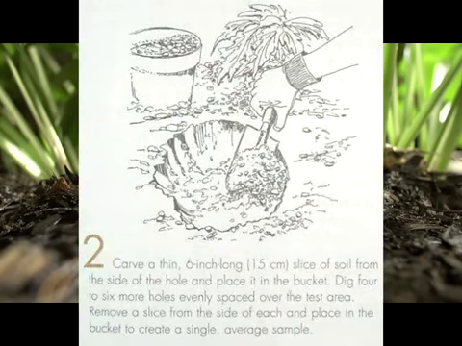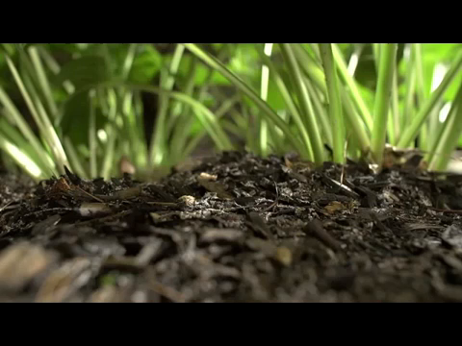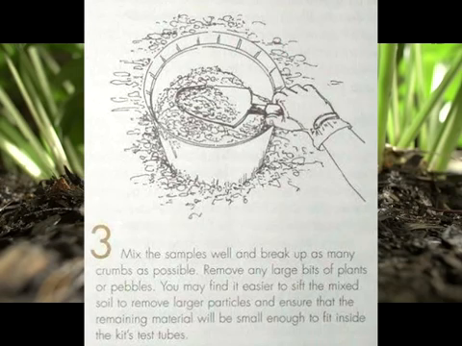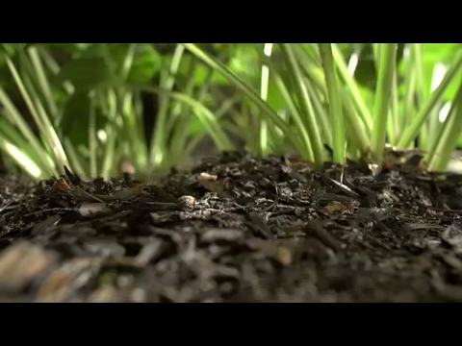Step 2. Carve a thin 6-inch long slice of soil from the side of the hole and place it in a bucket, and dig 4 to 6 more holes evenly spaced over the test area. Remove a slice from the side of each and place it in the bucket to create a single average sample. Mix your samples well and break up as many crumbs as possible. Remove any large bits of plants or pebbles. You may find it easier to sift the mixed soil to remove larger particles and ensure the remaining material is small enough to fit in the kit's test tubes.